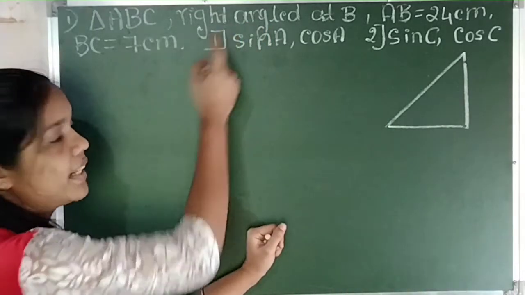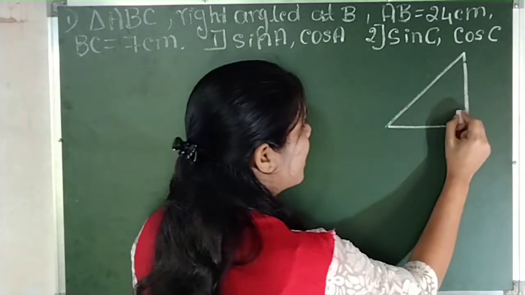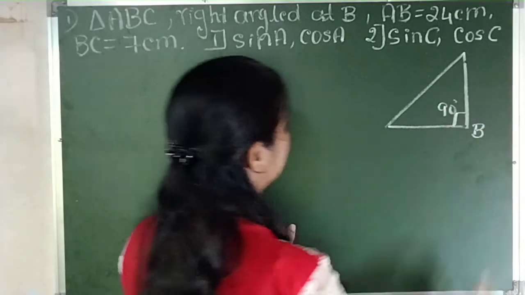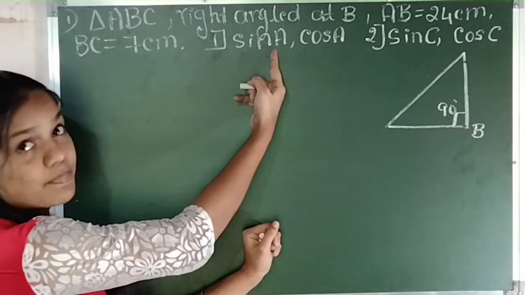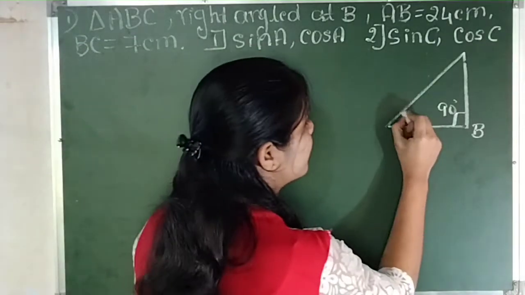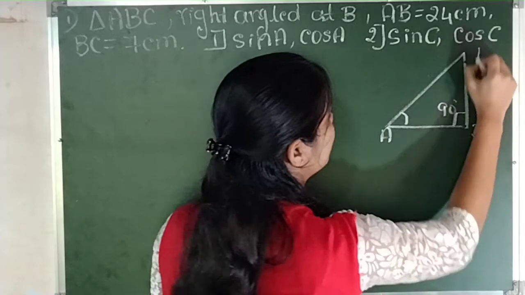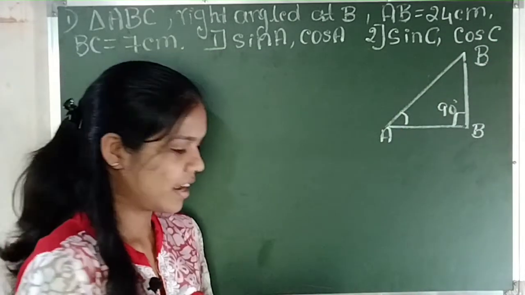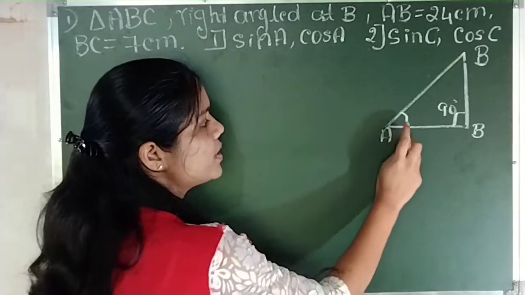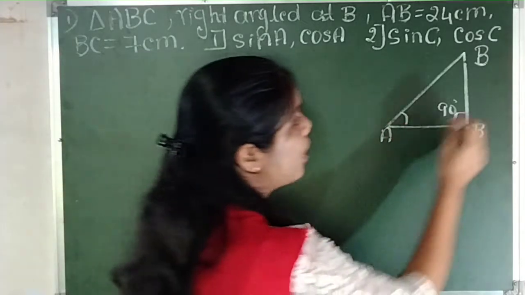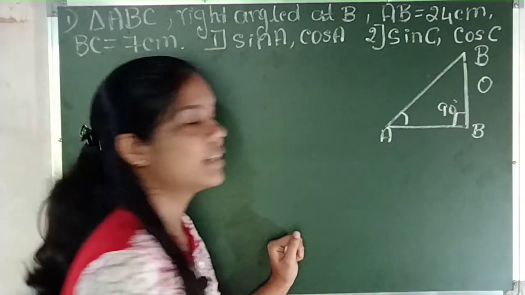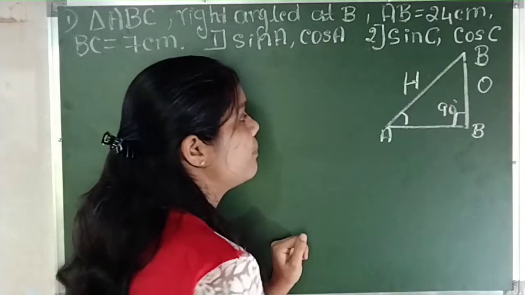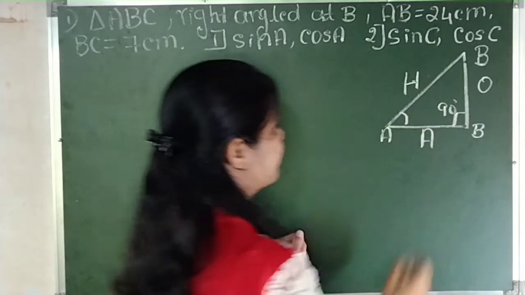They have given it is right angled at B, so I will consider 90 degree at B. The angle is present at A. So now let us name the sides of this triangle. The side opposite to the angle is called the opposite side. The side opposite to 90 degree is the hypotenuse, and the remaining side is the adjacent side.